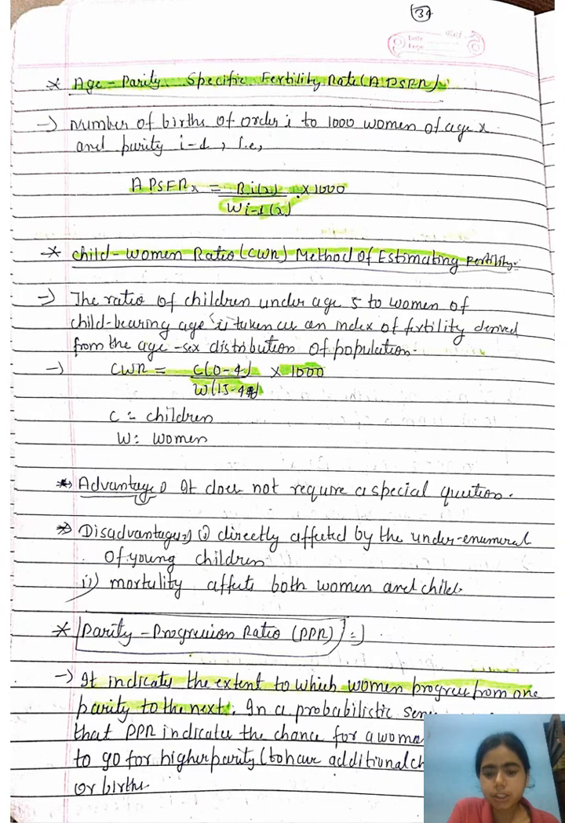Parity progression ratio. It indicates the extent to which women progress from one parity to the next. Like you can read from here.